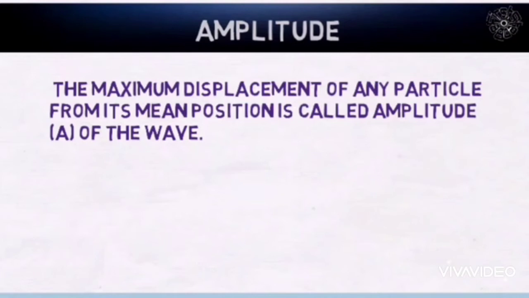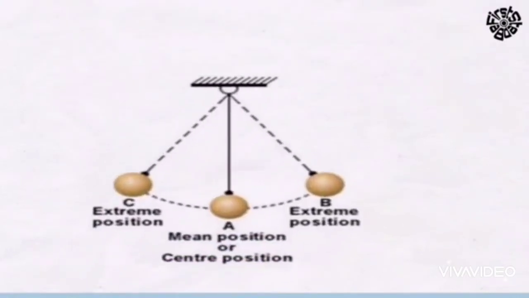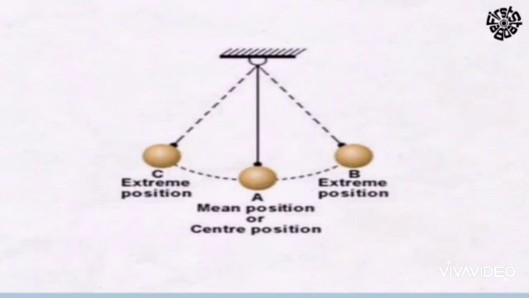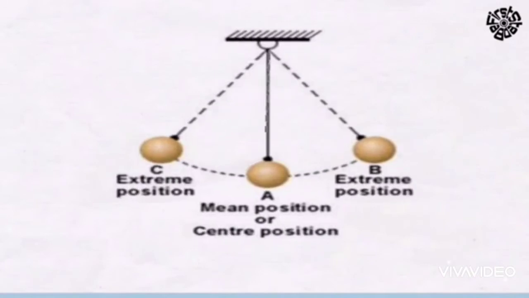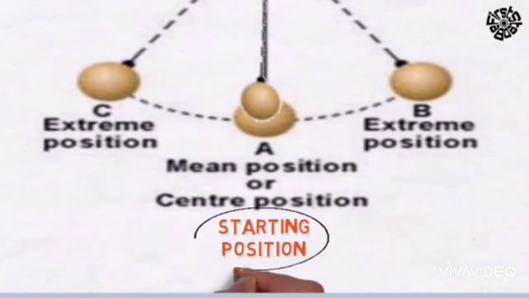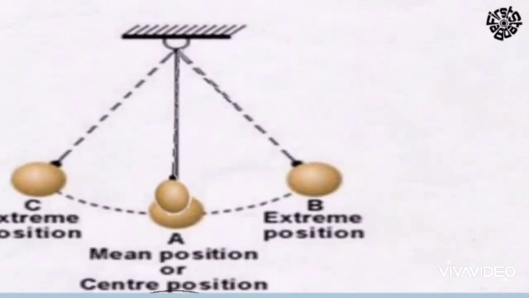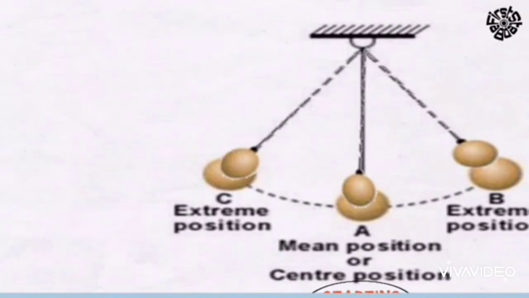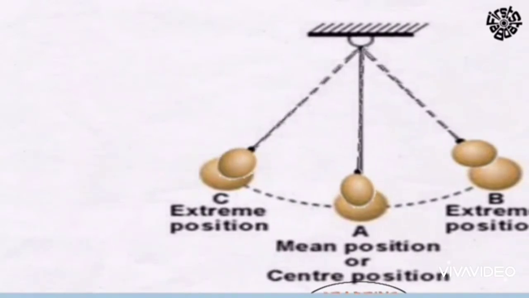Let us understand this also with a daily example. Suppose this is a bob suspended with a string. There are three positions given for this bob. Now you apply some motion to the bob which is at the resting position, or we can say the mean or center position. When this motion is applied, that is the starting position, it goes in a to and fro motion to B, which is the extreme position, then it comes back again to A, and then it goes to C.